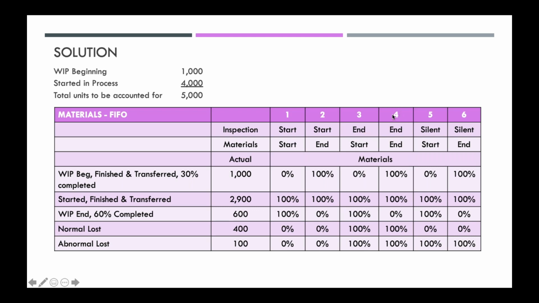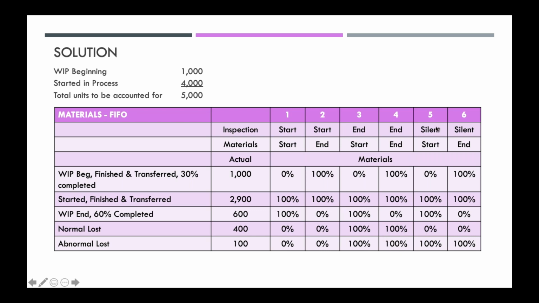So sa scenario 4, inspection point is at the end of the process. So ganun uli, 100%. Materials is added at the end. So yung work in process beginning, nakarating yan ng end, except work in process end. Kaya 0 material siya. Lost units are assigned 100% because inspection point is at the end. So nakarating siya sa end, kaya doon lang nila nalaman na merong lost units, so we have to assign 100%.